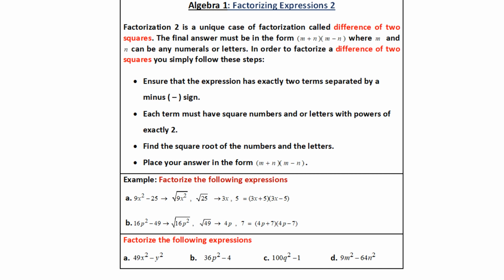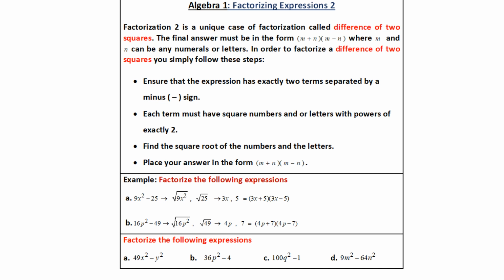So you must ensure that the expression has exactly two terms and there must be a subtraction sign between them. Each term must be a square number. So it could be a letter with a square on top of it, or the number itself is a square number, like 1, 4, 9, 16, 81, and so forth.